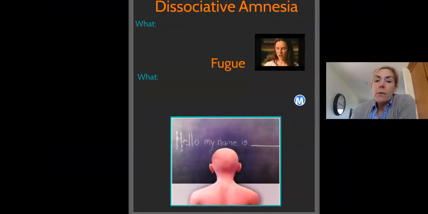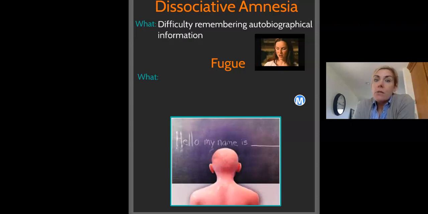Another one that comes about with the dissociative disorders is dissociative amnesia. I don't know if anybody's seen The Vow. I think it's with Channing Tatum, maybe, and Rachel McAdams, I believe. That is dissociative amnesia. There was a car accident, I think, and then you don't remember any of the years together. So you wake up and you can't remember any of the autobiographical information.